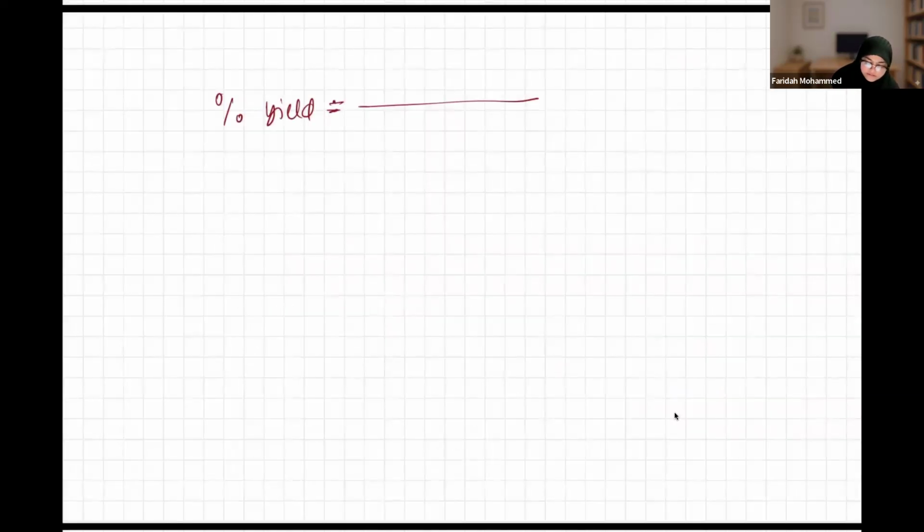For percent yield, you do what? The experimental value that you got divided by the theoretical value, times 100.